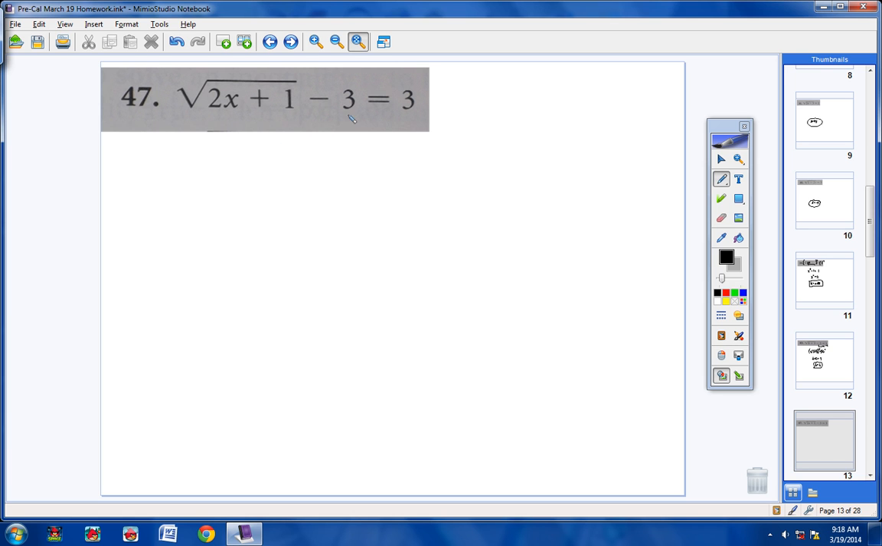Alright, now we want to get rid of this square root right here, so we must isolate it. So we're going to bring the negative 3 over and make it a positive 3, and we're left with 6 on the right side, and a radical right here of 2x plus 1. Now, is the square root isolated? Yes, it is. So in order to get rid of a square root, I'm going to square it. But if I square one side, I must square the other side. Whenever you square a square root, you're left with the radicand. And whenever you square the 6, you're left with a 36.